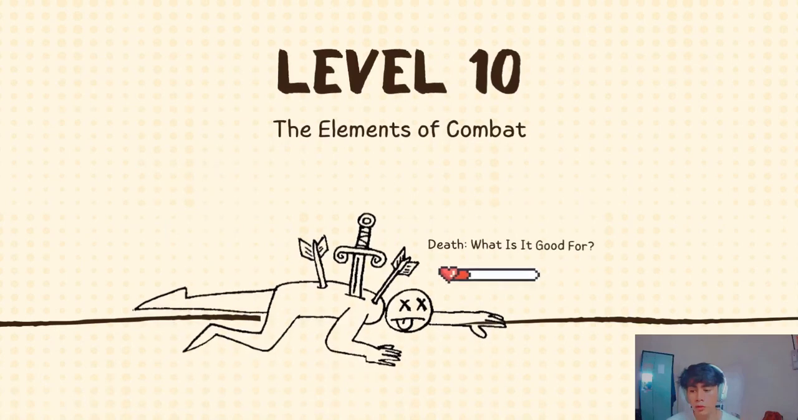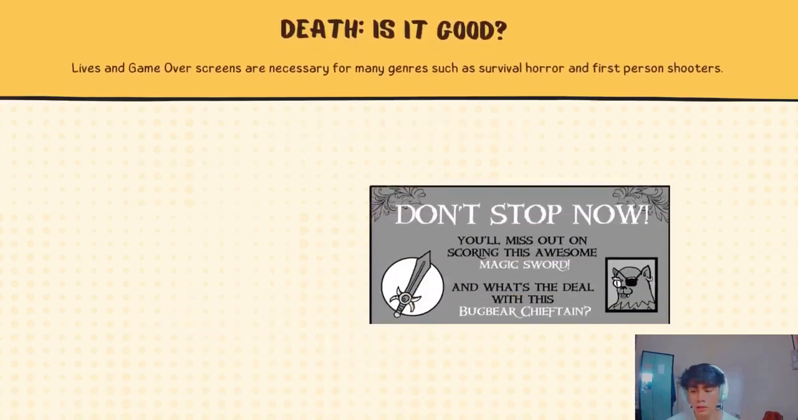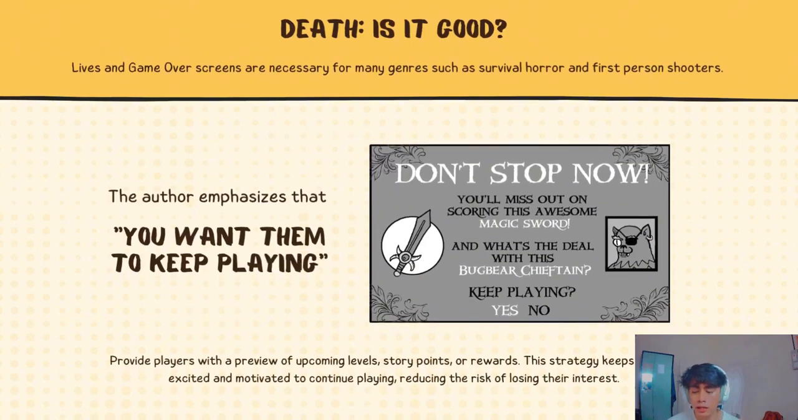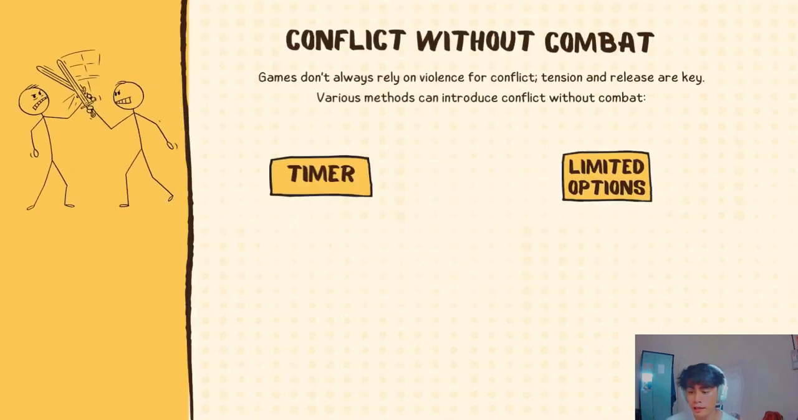So before we go to Level 11, I am going to talk about death, what is it good for. Here on the page, the author wanted to emphasize that they want them to keep playing. Them is the player. So we provide players with a preview of upcoming levels, story points, or rewards. This will keep the player excited and motivated to keep on finishing the level without knowing what lies ahead.